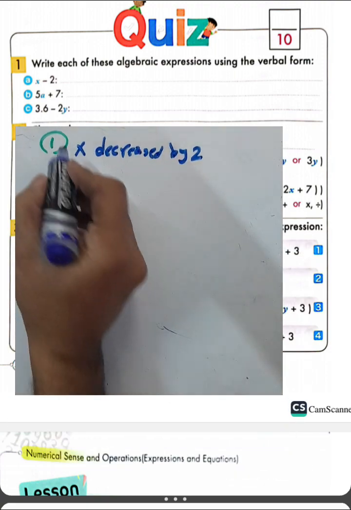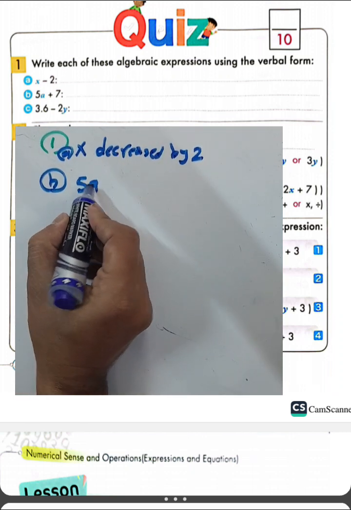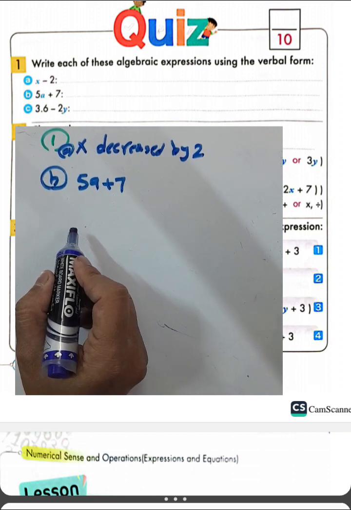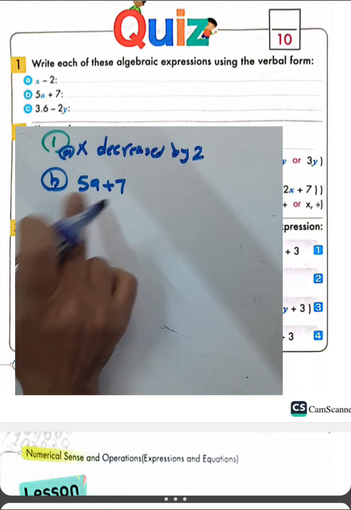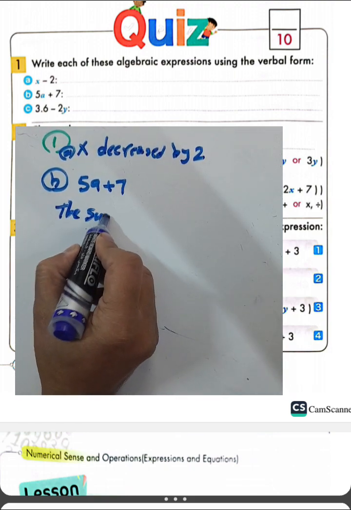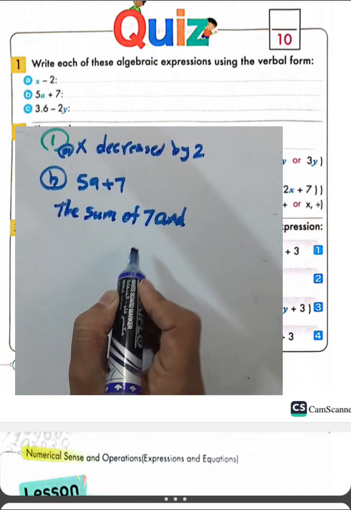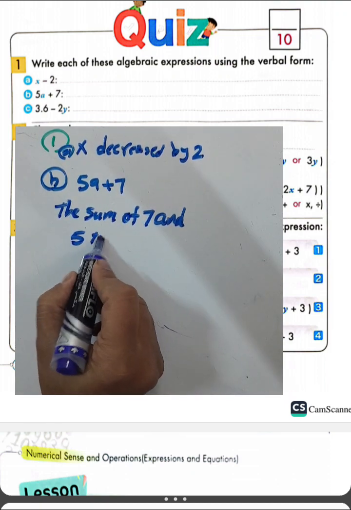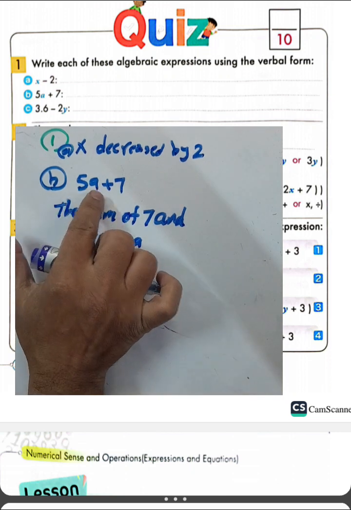Letter B, 5a plus 7. We can write the sum of 7 and 5 times a. We can write the sum of 7 and 5 times a, or the product of 5 and a added to 7.